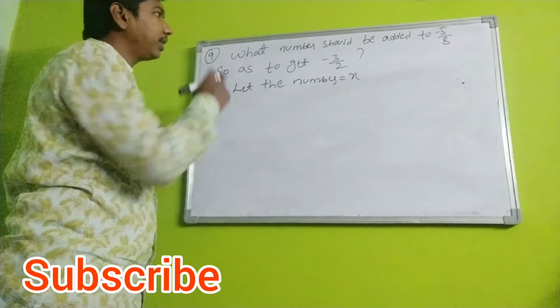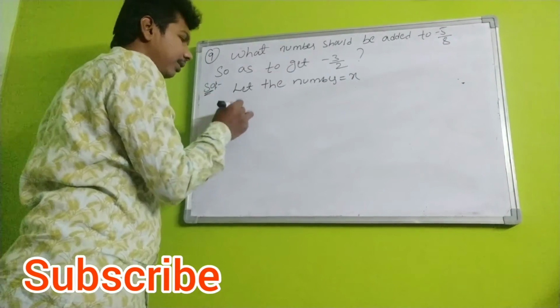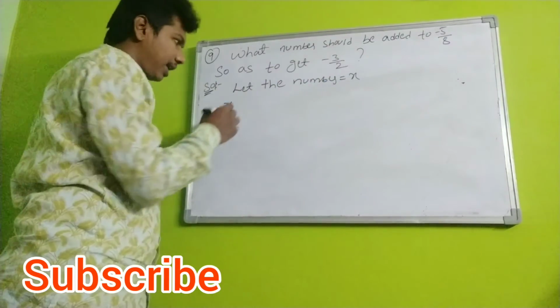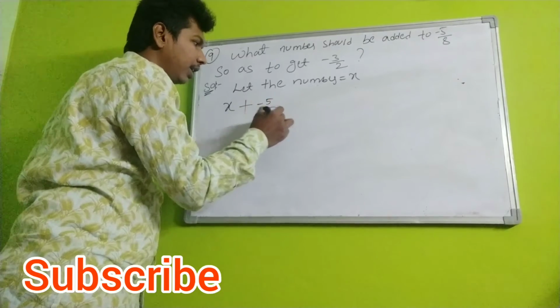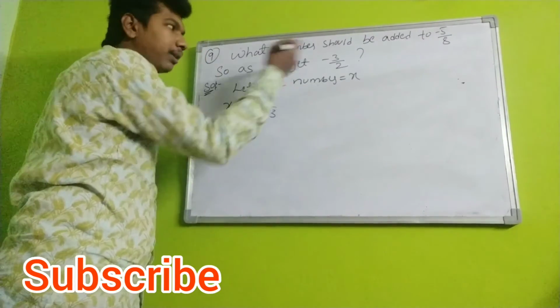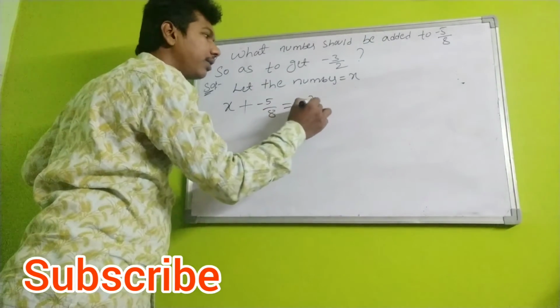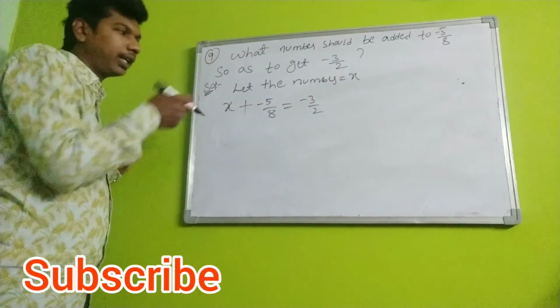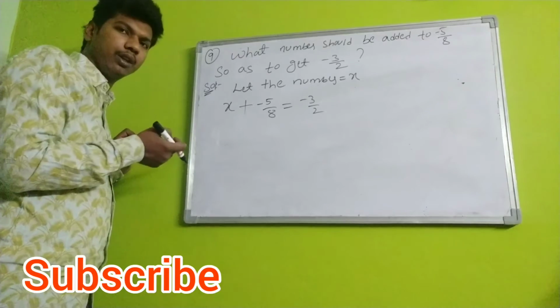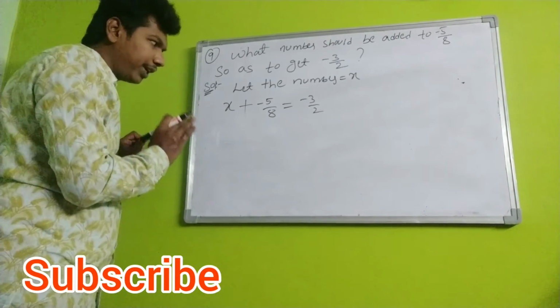Let the number be x. In place of what number, put x. Should be added means plus symbol, minus 5 by 8. So as to get means final answer is equal to minus 3 by 2. Here I want to find a number. That number is nothing but x. I want to find the x value. Only I want to find the x value.